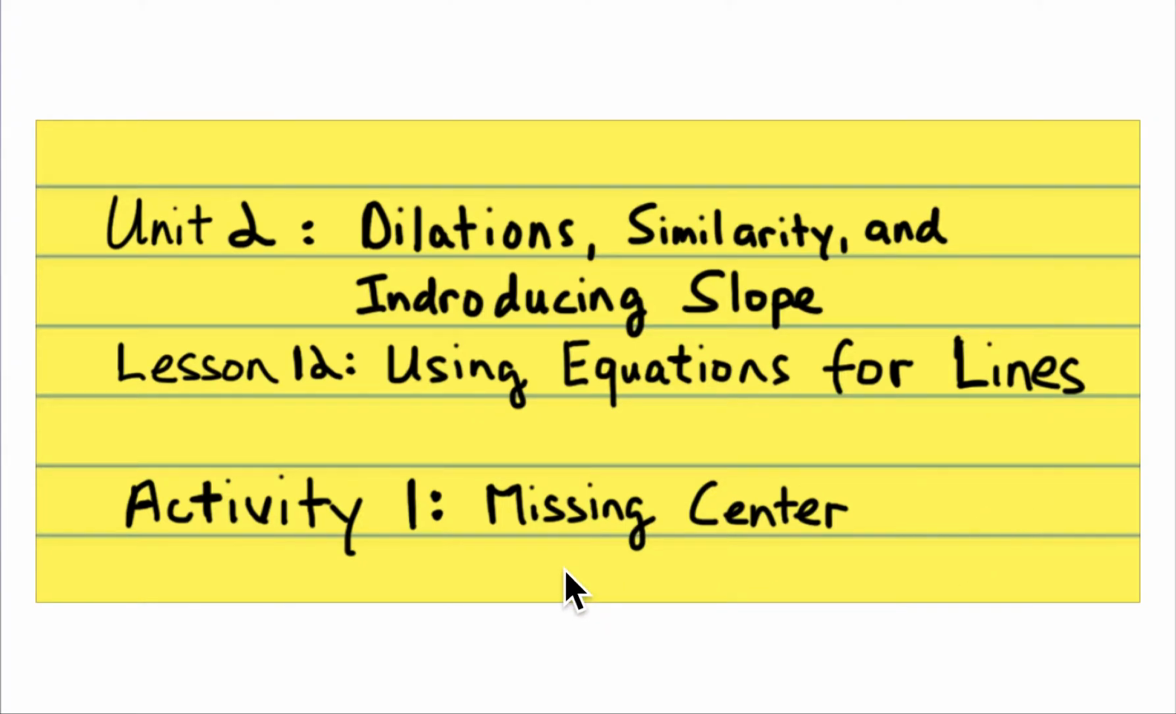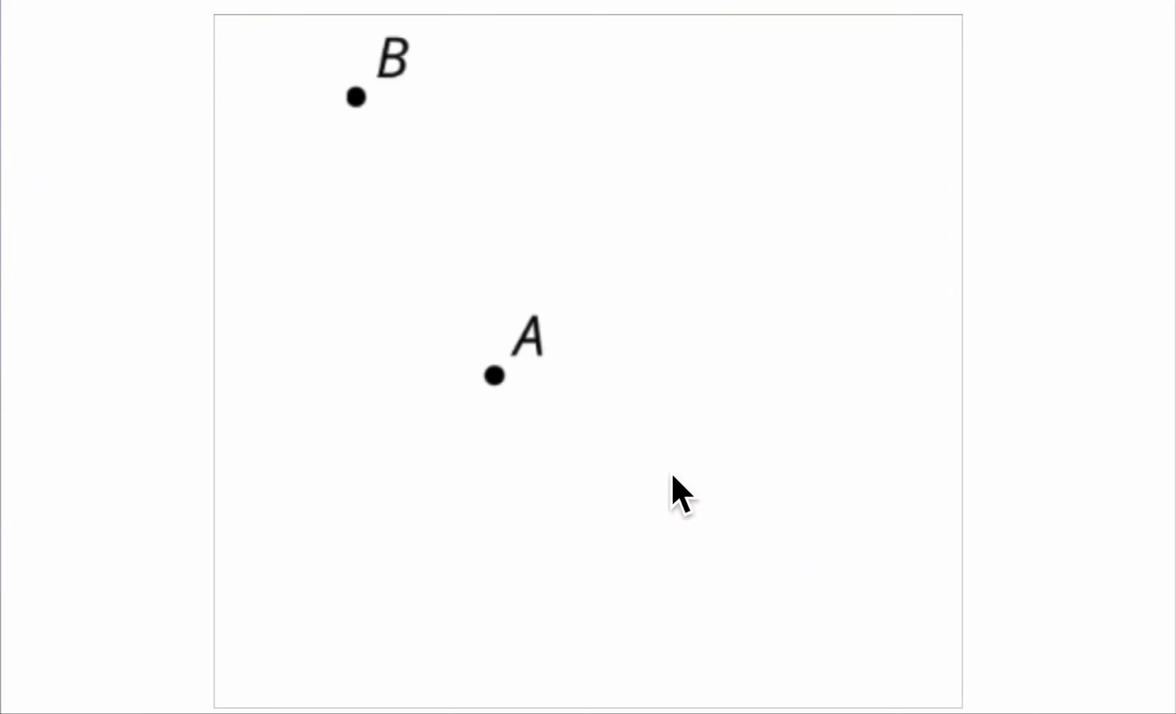This is activity number 1, missing center. And what they really mean by this is missing the center of dilation, not the center between these 2 points. So where is the center of dilation? Well, if you're taking image A and sending it to image B, so where's the center of dilation? If you're moving from A to B, that's along a straight line. The center of dilation is going to be along that same straight line.